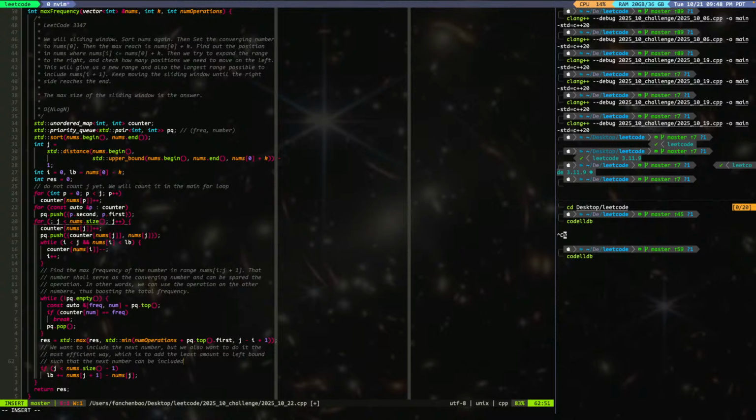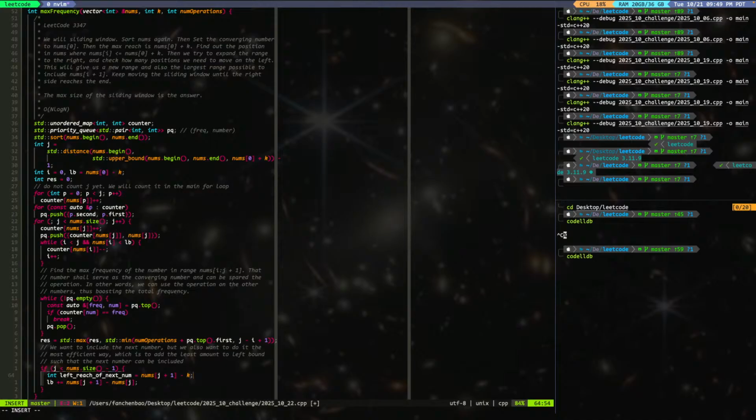So, once we hit there, it doesn't matter if I increase it further. So we just need to move just a little bit so it can be included. So if that's the case, we can move on to the next one, right? So the left reach of the next number shall equal nums j plus 1 minus k, right? This is the max reach.